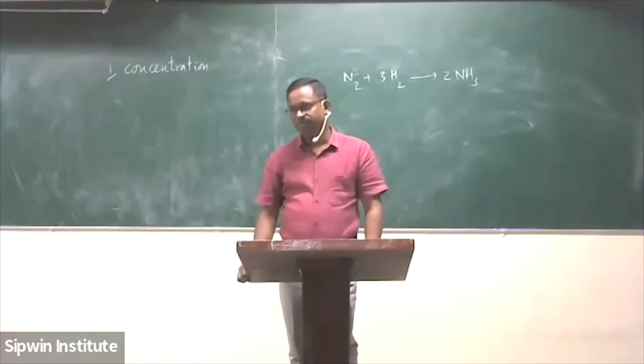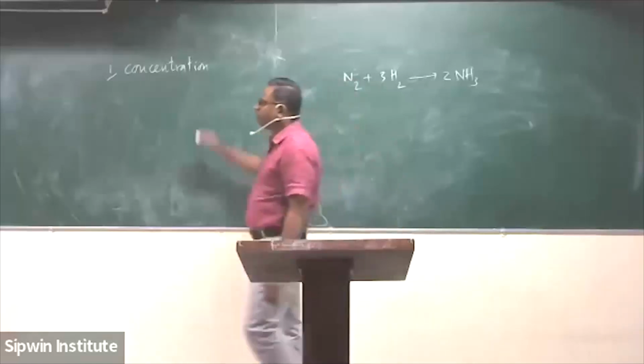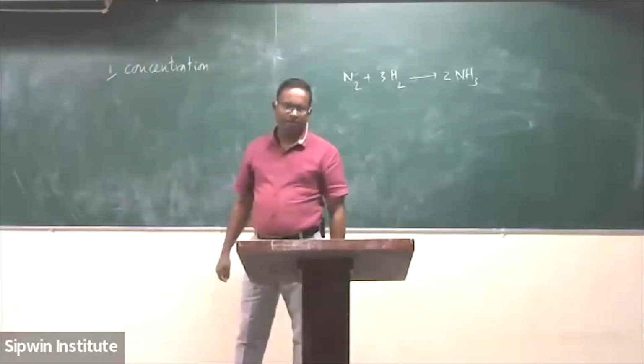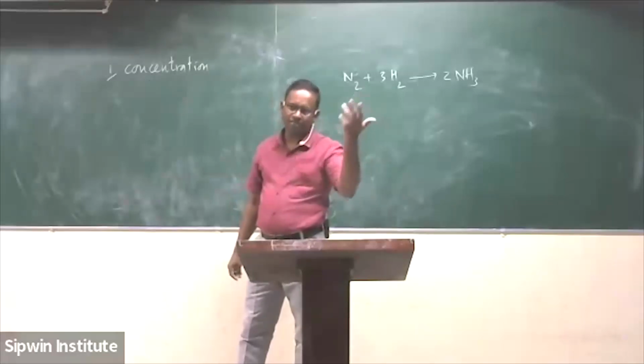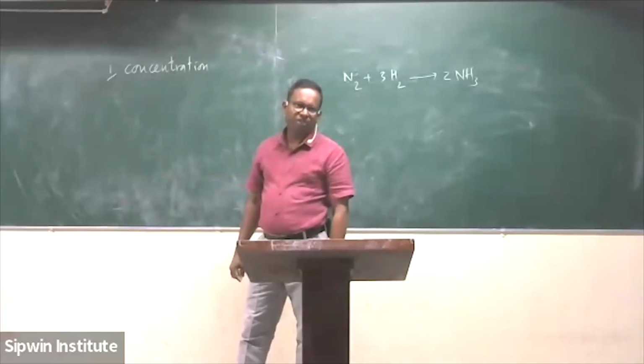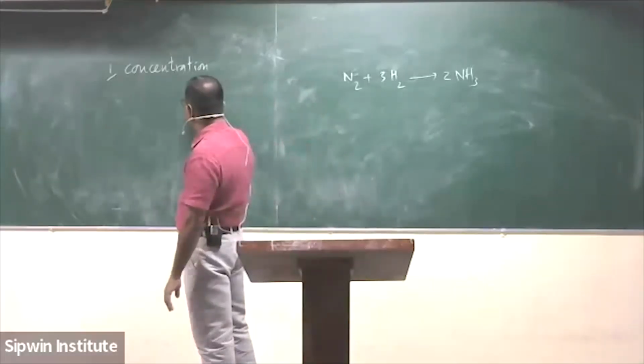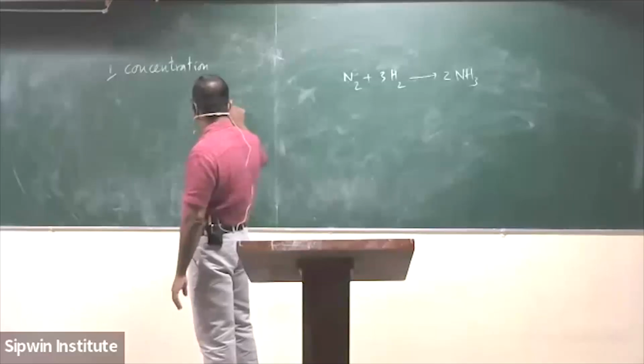Concentration is one factor. In some cases, it is difficult to measure the concentration. Nitrogen, hydrogen, ammonia, all are gases. What do we do? Instead of measuring concentration, we measure the pressure, partial pressures. Because PV equals nRT, P is proportional to C.